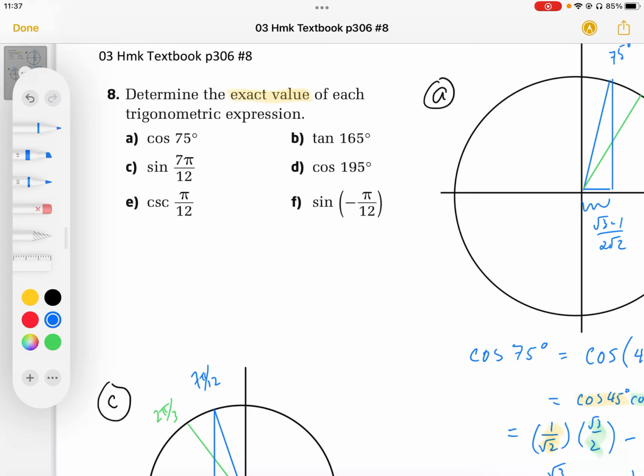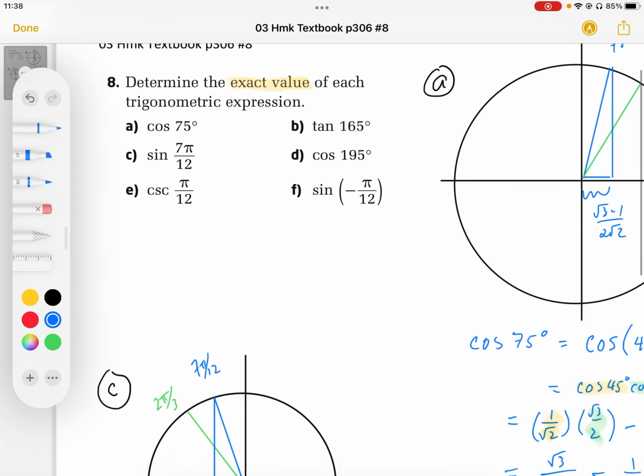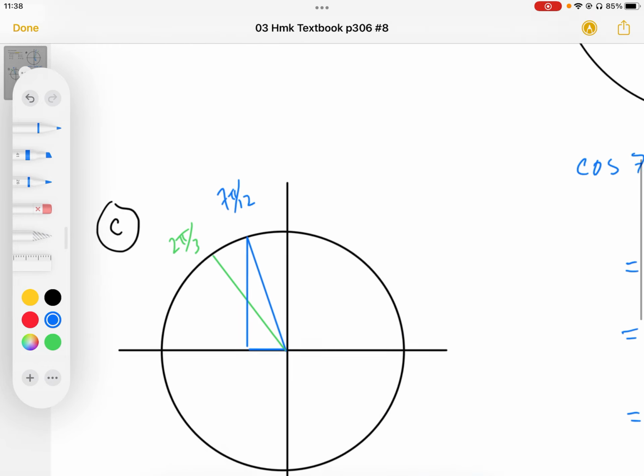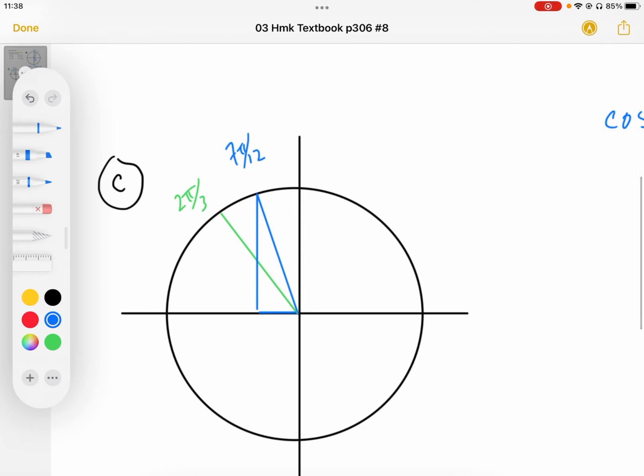Question 8c is similar to A in that we are looking for an exact value angle. So we need to make it a combination of some special angles. But in this case, it's in radians. So I've drawn C in radians in here. So it's in quadrant 2. And we need to get to that 7 pi over 12.